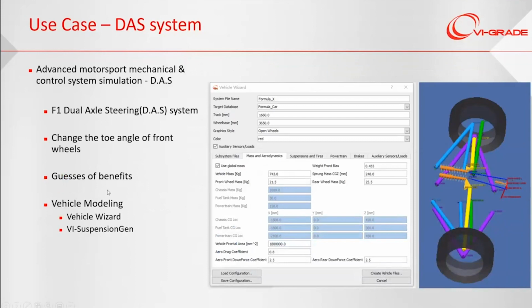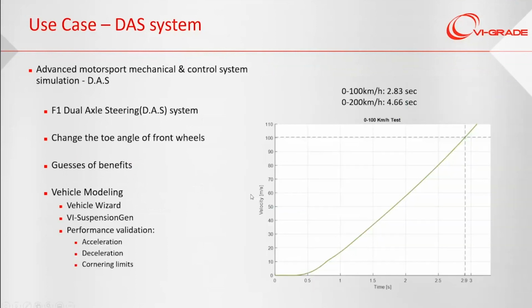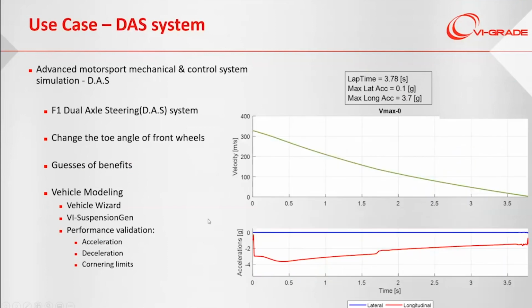So here we need to build a vehicle model in VI Motorsport. We are using Vehicle Wizard and VI Suspension Gen to create a basic vehicle model. Then we modify the vehicle parameters according to the Formula One official onboard telemetry video, and we try to match the overall performance of the race car. Here you can see the acceleration results of the simulation, and here the deceleration results. We normally change the aero maps and the tire behavior as well as the suspension to match those curves.